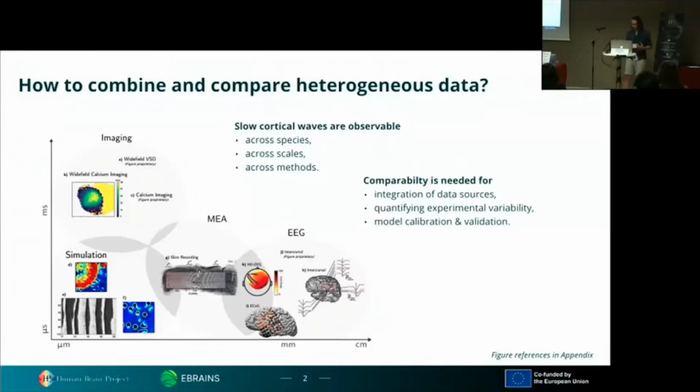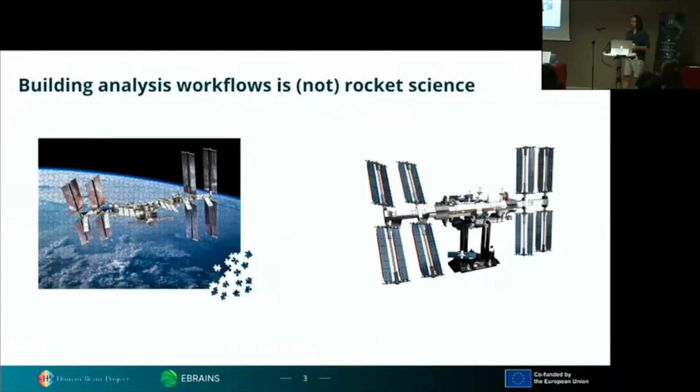However, this also poses some challenge because it's difficult to integrate these heterogeneous sources of data, although bringing them together yields a great benefit in multiple regards. For example, for the integration of multiple data sources in meta studies or larger analyses, as well as quantifying the experimental variability that we see, and also for calibrating and validating better models. So in the following, I am going to show you how analysis workflows can support this comparability across domains. And I'm going to do this in an analogy of building space stations, or rather models of space stations.